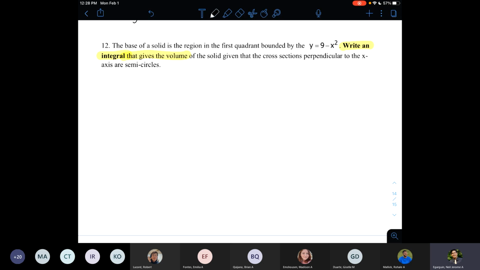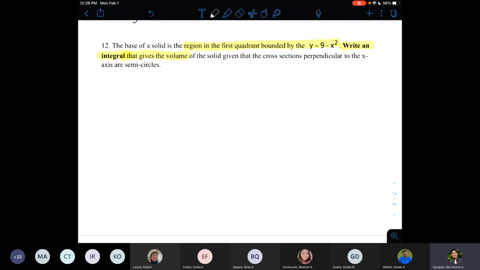Now, what is the base here? The base is the region bounded by this curve. Faiza is asking a question: will the problem always indicate what shape the cross sections are? Yes. The problem should tell you how the cross sections look like. It should give you the position relative to the x or the y axis, and it should also tell you the shape. Usually for Cal 2, we only deal with squares, semicircles, and I guess sometimes equilateral triangles. So yeah, those are usually the three basic shapes that you need to remember.